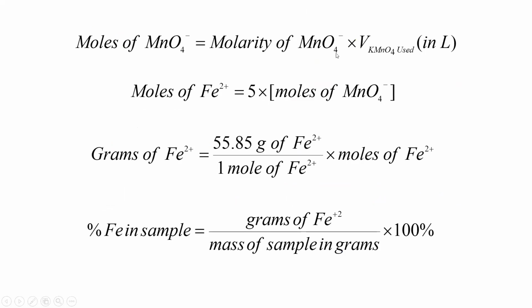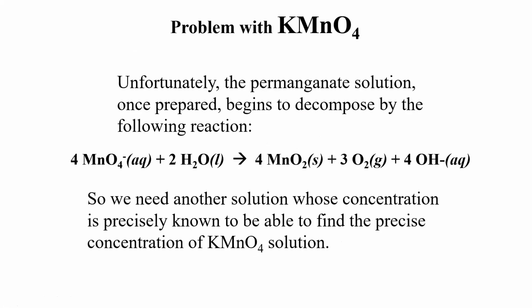And this is what will happen. The volume of our titrant multiplied by molarity will give us the number of moles of KMnO4. And the number of moles of iron will be 5 times the number of moles of KMnO4. And once you know the number of moles of iron, you can always calculate the mass of iron. The mass of iron will be the molar mass multiplied by the number of moles. So once you know the mass of iron, we can get the percentage of iron in the sample. Once you know the total mass of iron in the sample, this is an experiment you have done before. But we have a problem with KMnO4.